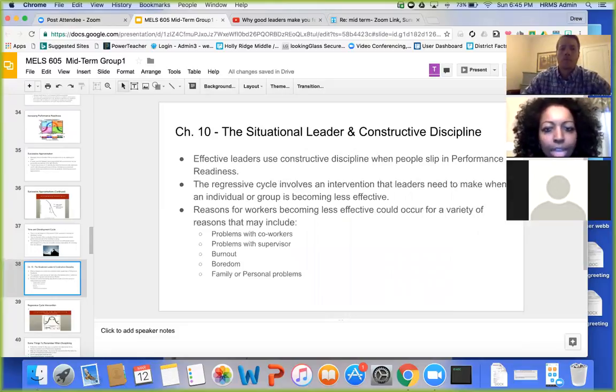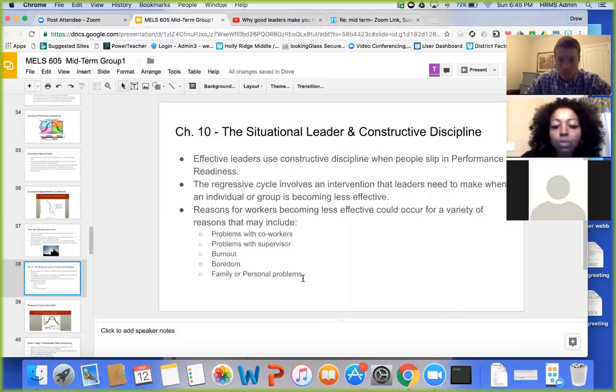And then chapter 10. This is a situational leader in constructive discipline. Effective leaders use constructive discipline when people start to slip. Say a person is at R4 and they go to R3. So this is where the regressive cycle comes into play. I know we talked about the developmental cycle before, so this chapter talks about people that are slipping.